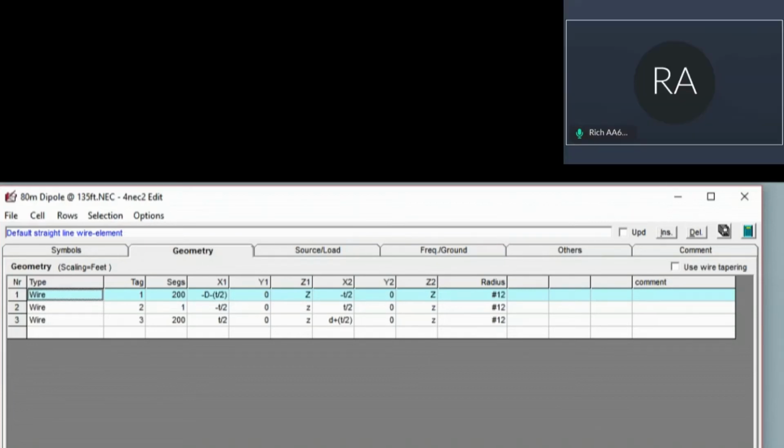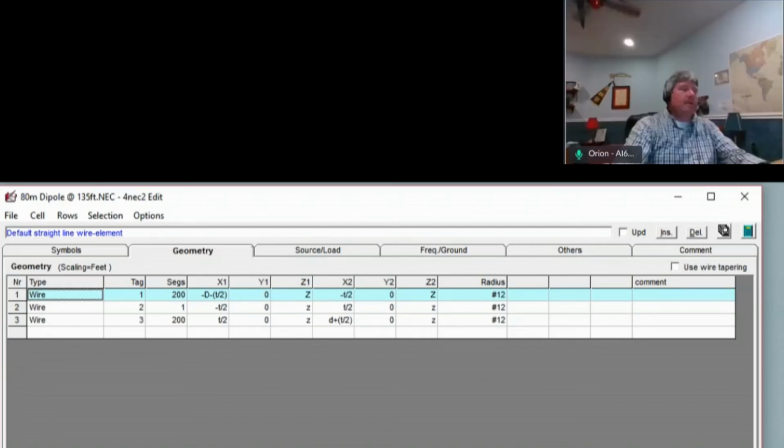I have a comment on end-fed antennas. You have to be a little careful because the coax line can become a part of the antenna, and you have to model that too, as opposed to a balanced antenna like a dipole. I have never modeled the end-fed, but that's a good point. I'm not sure what it would do, to be honest with you.